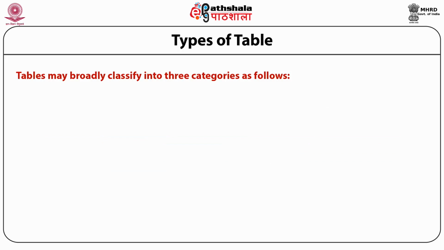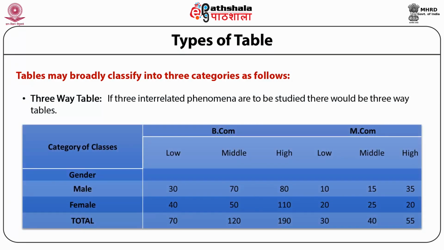The third one is the three-way table. If three interrelated phenomena are to be studied, there would be three-way tables. A three-way table can answer questions relating to three interrelated problems. It should be remembered that as the number of characteristics represented increases, the table becomes more and more confusing, and as such normally not more than four characteristics should be represented in the same table, as given in this table.